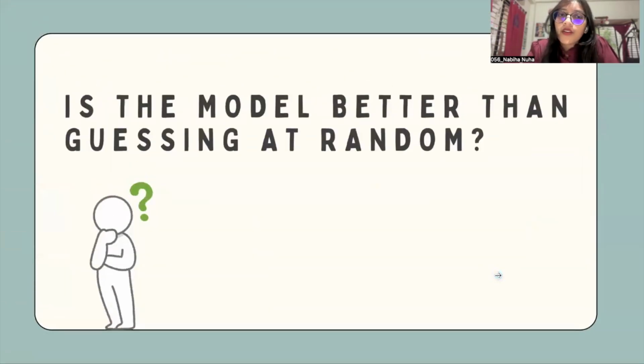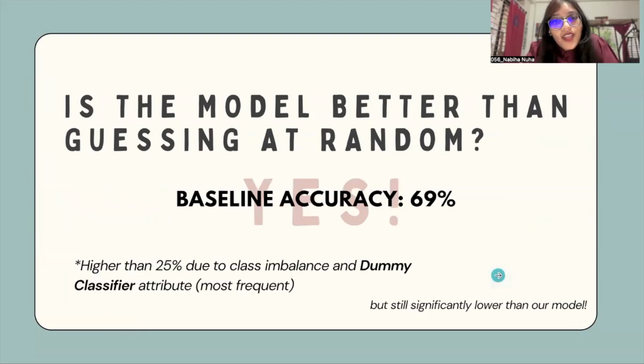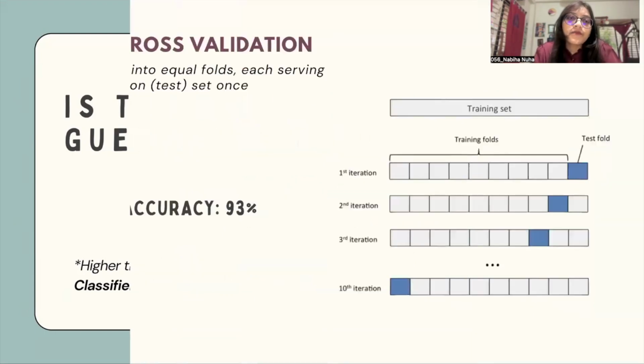Now, at this point, an important question to ask ourselves is, is this model even better than just guessing at random? And the answer is yes, because I ran a dummy classifier on the data set, which gave a baseline accuracy of 69%, much lower than the model accuracy. A point to note here is that this should have been around 25%, given that we have 4 target classes. However, due to heavy class imbalance, even by just guessing the most common class, the dummy classifier was accurate 69% of the time. But it's still lower than our model, so that's good.